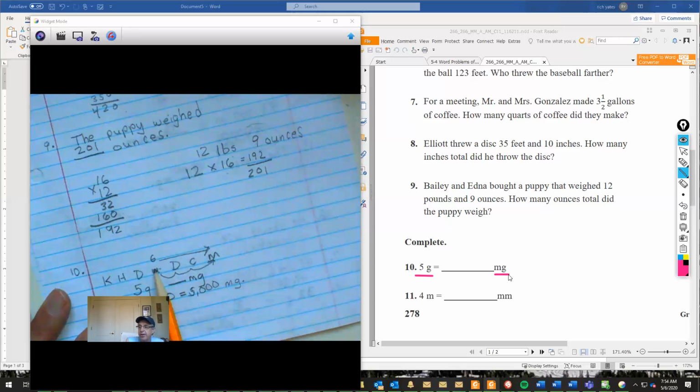U is the unit of measurement. The base unit is G, grams, which is going to be right here. M is for milligrams, which is the M right here. That means I'm going to be moving to the right 1, 2, 3 spaces. I'm going to move the decimal to the right 1, 2, 3 spaces. I add a couple zeros here to make it easier for me to move my decimal. And when I moved it over 3 spaces, I ended up with 5,000 milligrams. So 5 grams equals 5,000 milligrams.